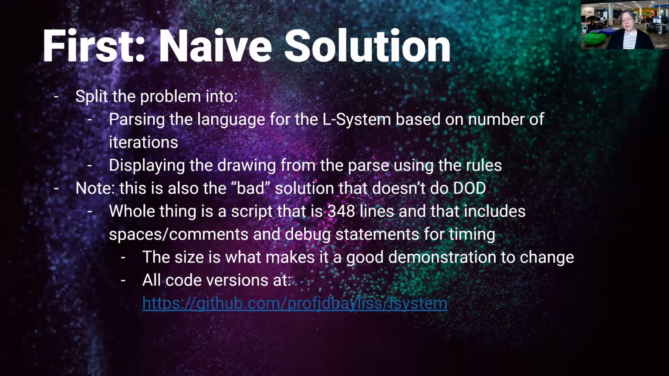However, it's only 348 lines of code, and that includes lots of spacing, lots of comments, and a whole bunch of other stuff. Note that it has debug statements for timing in order to look at the actual performance of it. The size is actually part of what makes it a really good demonstration to look at the data-oriented design of it. All the code versions are up on that GitHub site, and I will put a link down at the bottom of the video as well.